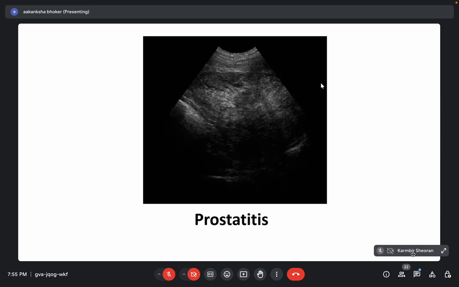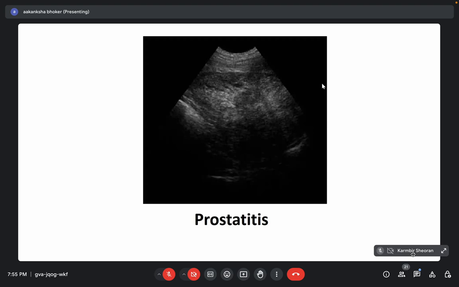If it is a castrated animal, the prostate will be small. If it is not, the size of the prostate will be large. And for age, the prostate size will increase up to a certain age, after which the prostate will start to get atrophied. So this is an example of prostatitis.